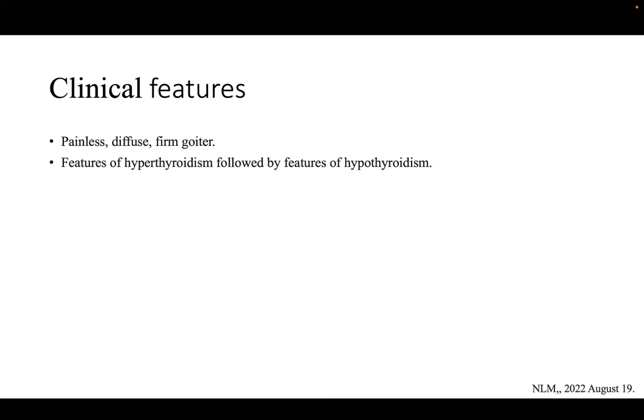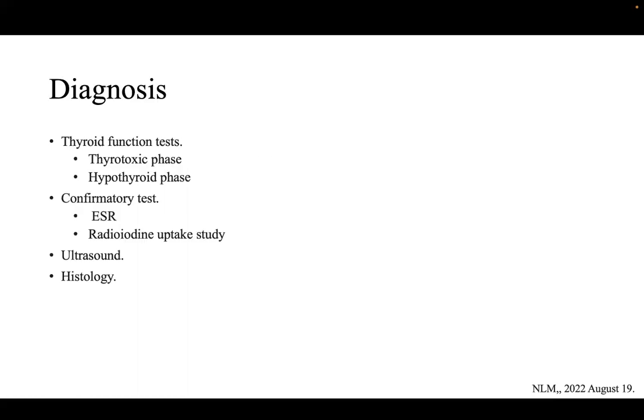The clinical features for subacute lymphocytic thyroiditis will be a painless firm goiter, and this will also be characterized by the features of hyperthyroidism followed by features of hypothyroidism. In thyroid function tests, depending on which phase it is in, you can see a thyrotoxic phase and a hypothyroid phase. The thyrotoxic phase will have decreased TSH and increased T3, T4 levels, and the hypothyroid phase will have decreased T3, T4, and increased TSH levels.